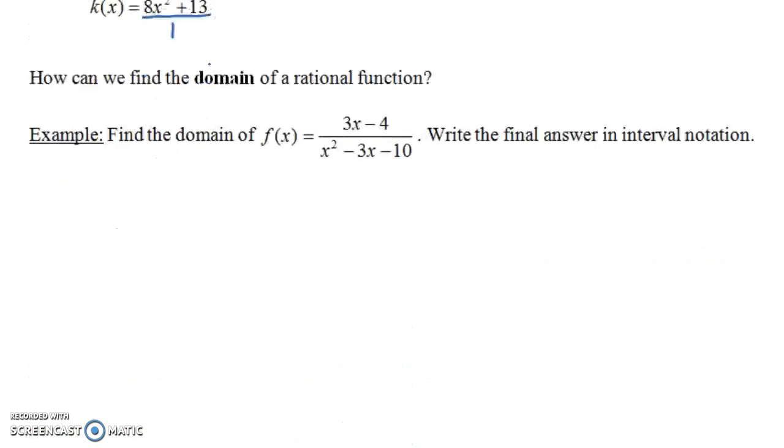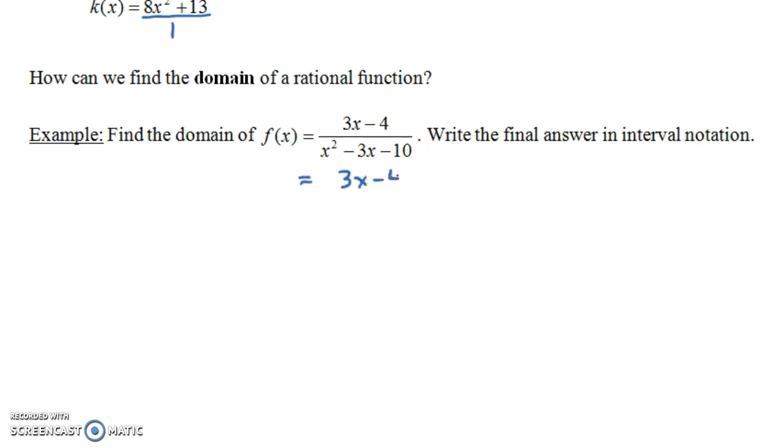Okay, now how can we find the domain of a rational function? So the domain is the set of all possible inputs for your function. So what are going to be the inputs that we can't put into a function? Well, those are going to be the inputs that make the denominator 0. Okay, so when you're trying to find the domain of a rational function, you're just going to exclude the numbers that make the denominator 0. So what you'll need to do is factor the denominator.